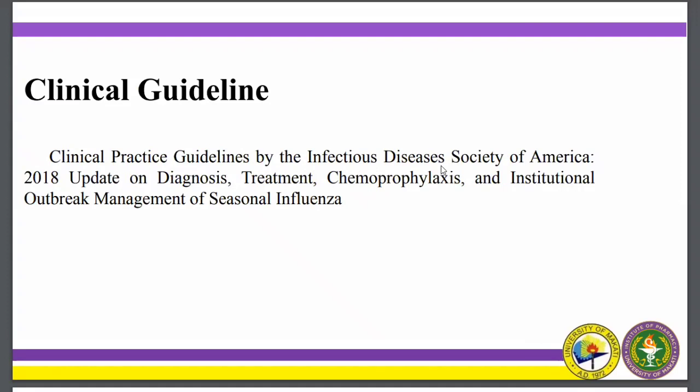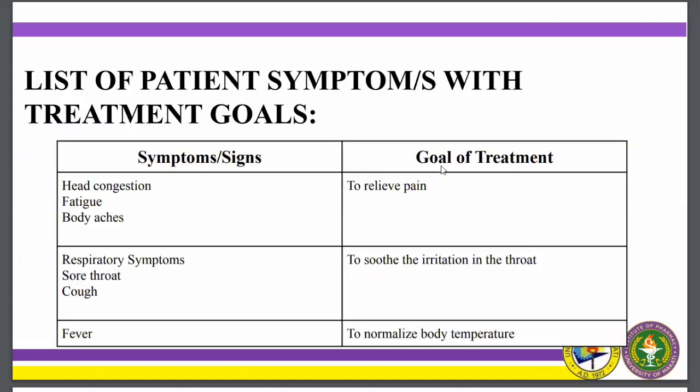Okay, so the clinical guideline that we use in this case is the Clinical Practice Guidelines by the Infectious Diseases Society of America, 2018 Update on Diagnosis, Treatment, Chemoprophylaxis, and Institutional Outbreak Management of Seasonal Influenza. So the list of patient symptoms with treatment goals. The signs and symptoms: first, the head congestion, fatigue, and body aches. The goal of treatment is to relieve the pain. Next is the respiratory symptoms, sore throat, and cough. The goal of treatment is to soothe the irritation in the throat. Last is the fever. The goal of treatment is to normalize the body temperature.